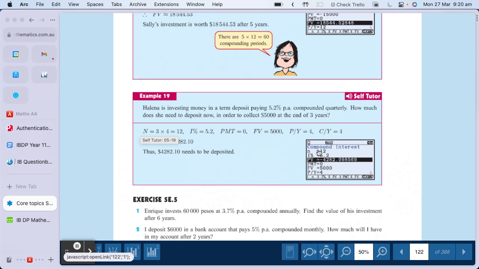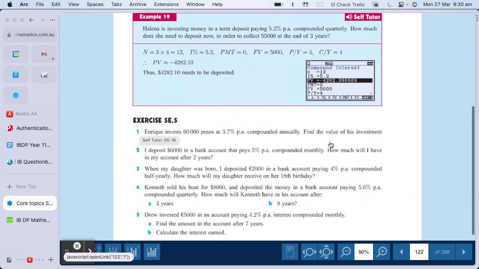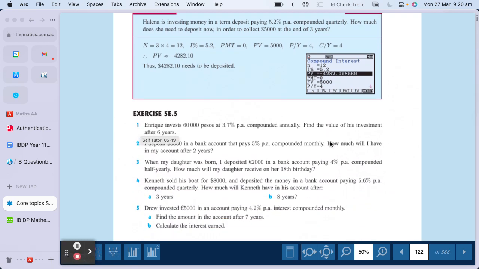Okay, get stuck into it. Exercise 5E.5. See how far you can get in the next 10 minutes.